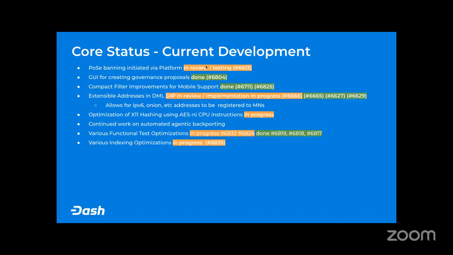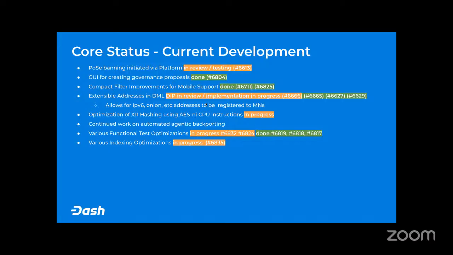We're continuing to make progress on extended addresses, and hopefully we'll be able to get that merged in the next little bit. Constantine has been doing some work on functional test improvements, making functional tests faster to run. This helps out CI and gives an improved developer experience. It also helps out with some of the automated, agentic backporting stuff. The more CI that we can run faster, the more PRs we're able to do CI on.